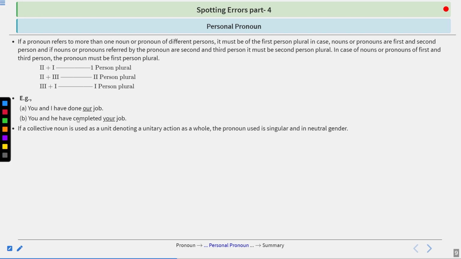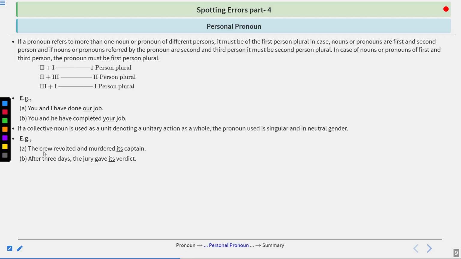If a collective noun is used as a unit denoting a unitary action as a whole, the pronoun used is singular and in neutral gender. So while using a collective noun, how do we put a correct pronoun? The crew revolted and murdered its captain. So here we are using crew as a collective noun, and here we have used "its." After 3 days, the jury gave its verdict. So collective nouns fall into the category of neuter gender. We put them in the category of neuter gender. So that's why we use "its."